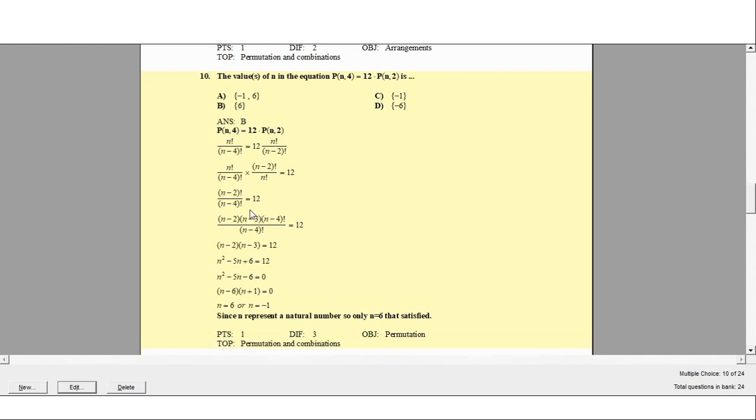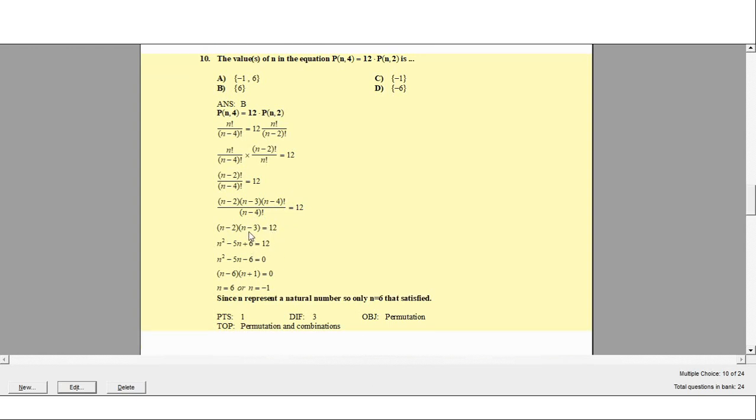Now, from this, you can expand this n minus 2. If we expand, after n minus 2 it should be n minus 3, and then after n minus 3, it should be n minus 4. So why do we stop at n minus 4? Because the denominator here is (n minus 4) factorial. So you can simply cancel (n minus 4) factorial, and then only (n minus 2) times (n minus 3) equals 12 remains.